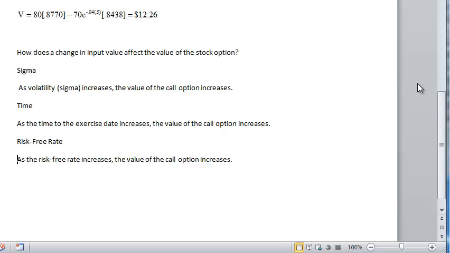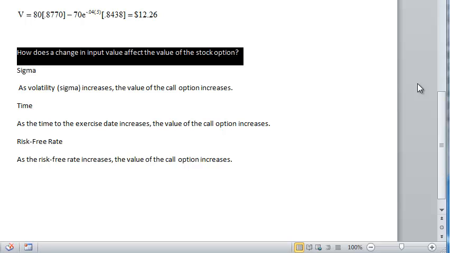So this is what I want you to know from this video. One, how to value a call option by using the Black Scholes model, and hopefully you are able to do that from the examples that I've provided for you. And then also know how changes in these three inputs, volatility or sigma, that's the variation in the stock price or the stock returns, time, and the risk-free rate affect the value of a call option.